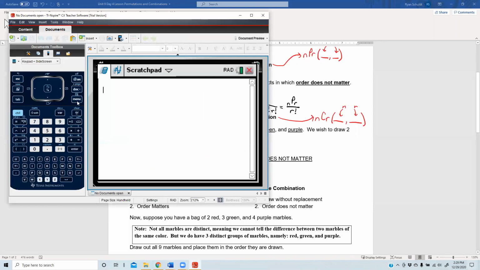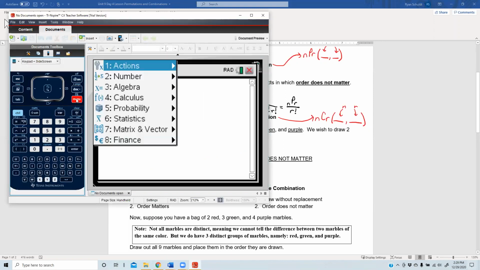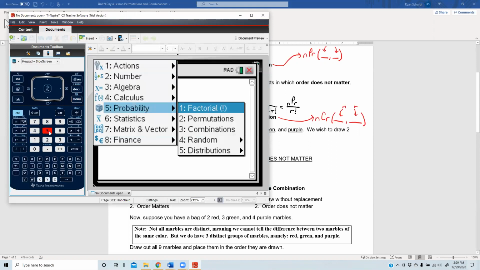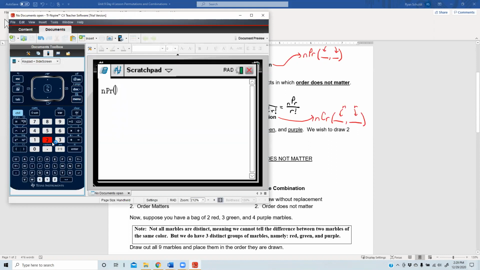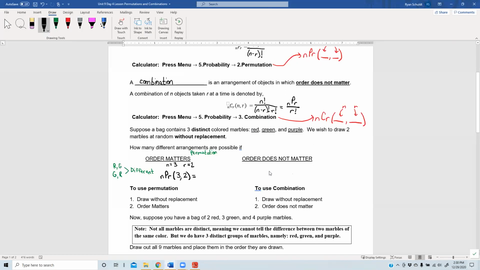And let's remember how to do this on the calculator. We go to menu, probability, permutation. And then we'll say 3, 2. Boom. Tells us there are 6 ways to do this. Okay, fair enough. So how many different arrangements? There are 6 arrangements. If order matters, there's 6 different arrangements.